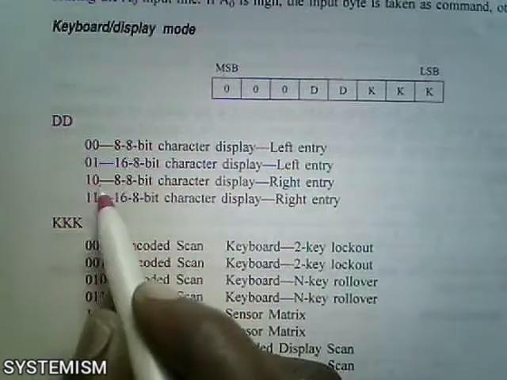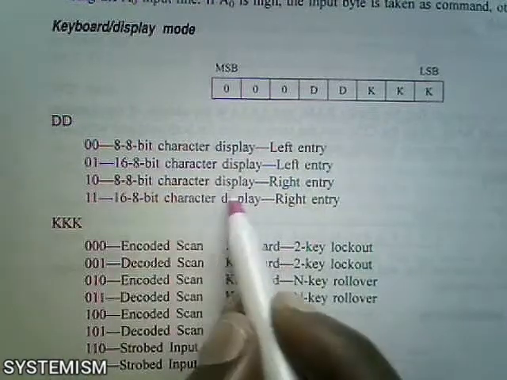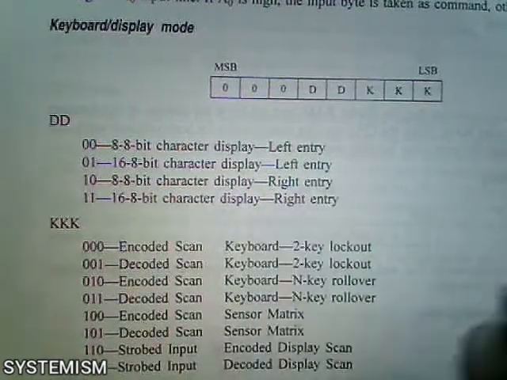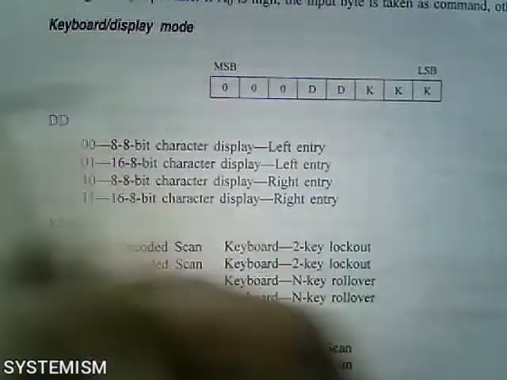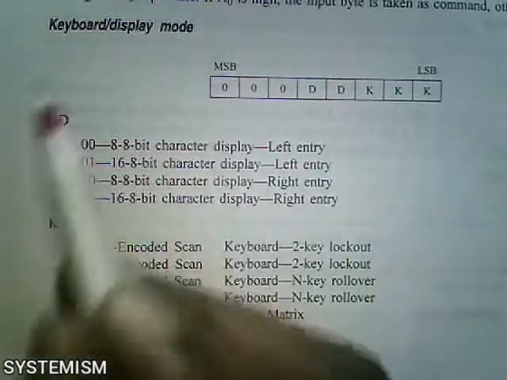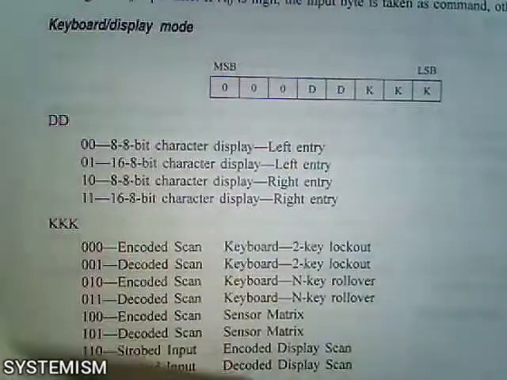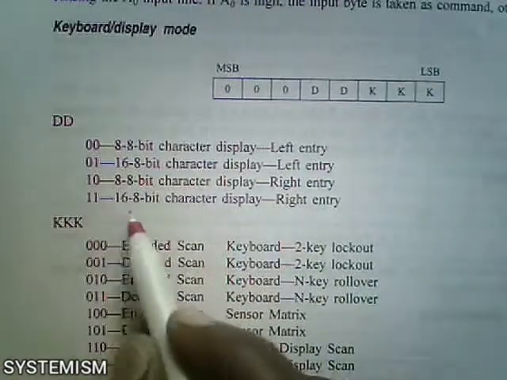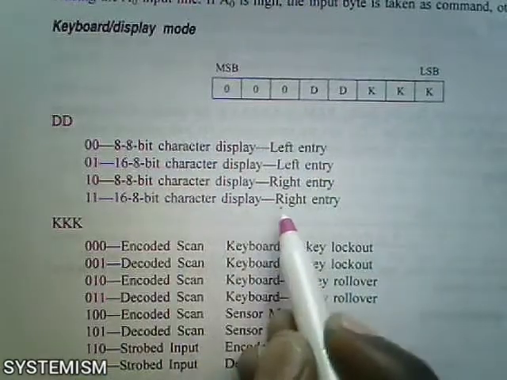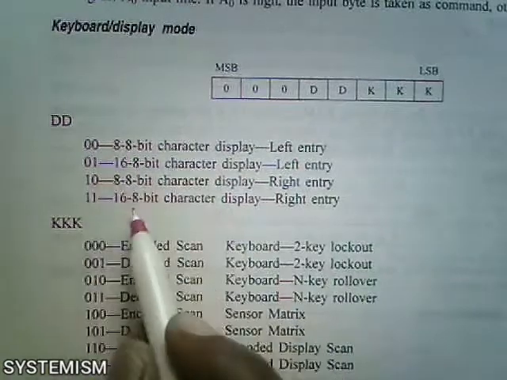10 is an 8-bit character display with right entry. Right entry means the character will come from this way: first one, second one, third one, so it will come in this manner. Okay, so 11 means 16-bit character display with right entry. So this is your DD.